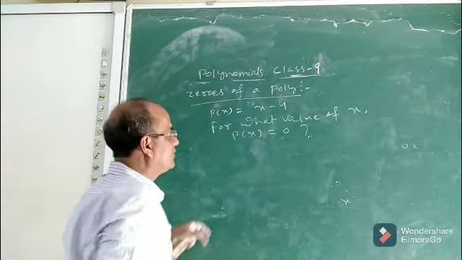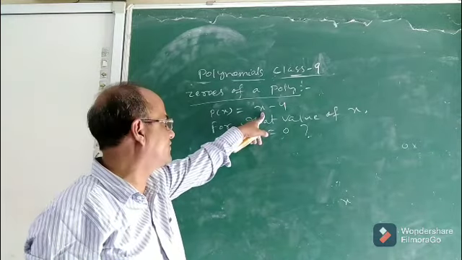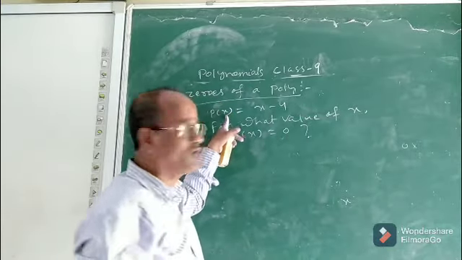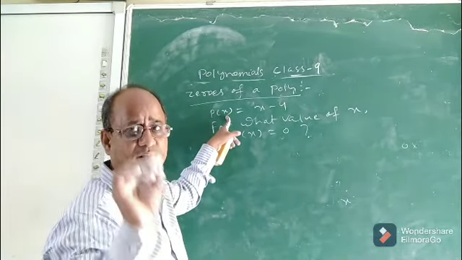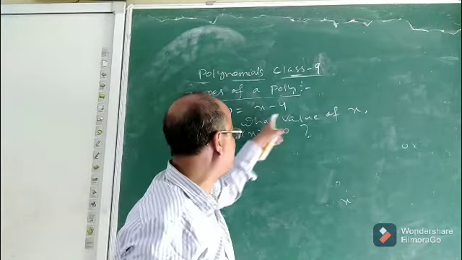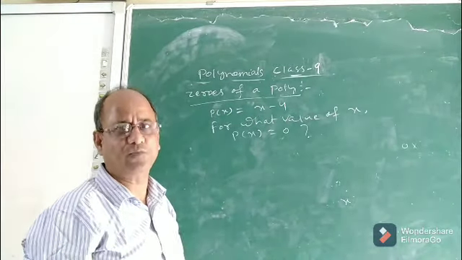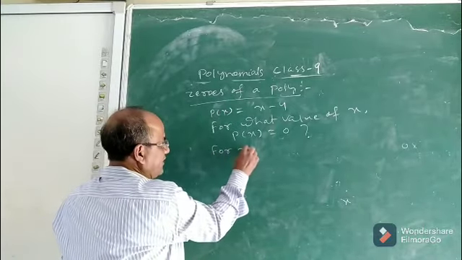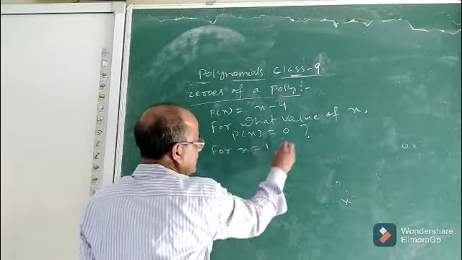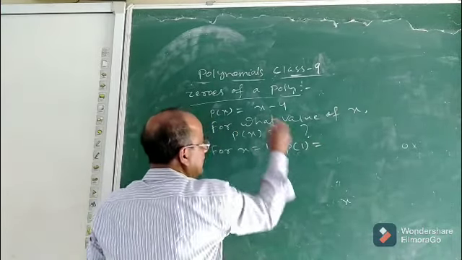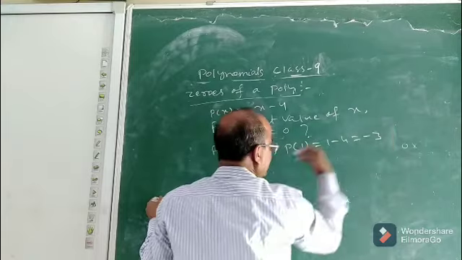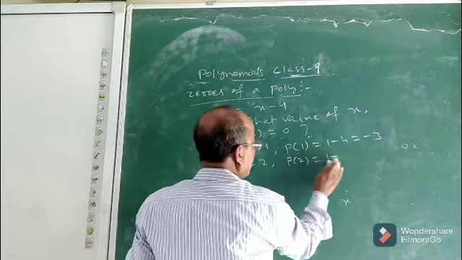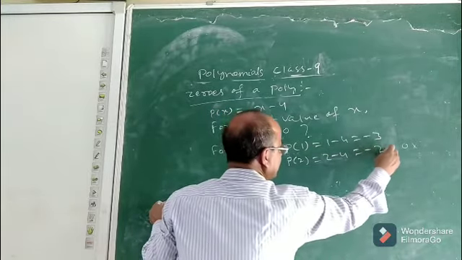You see the question. You are given a polynomial in variable x. Now you are asked to find for what value of x, that means what should be the value of x, so that the value of this polynomial will be 0. How to find? If we take x equal to 1, what is the value of this polynomial? P of 1 is 1 minus 4, which is minus 3. For x equal to 2, P of 2 is 2 minus 4, which is minus 2.